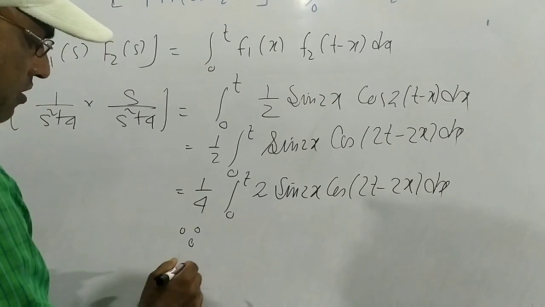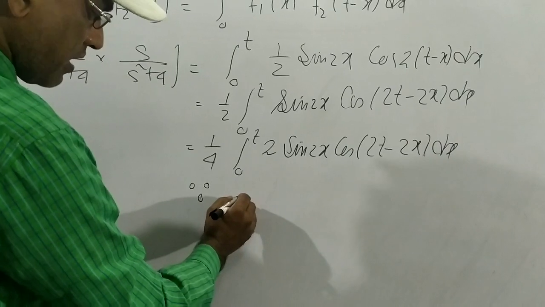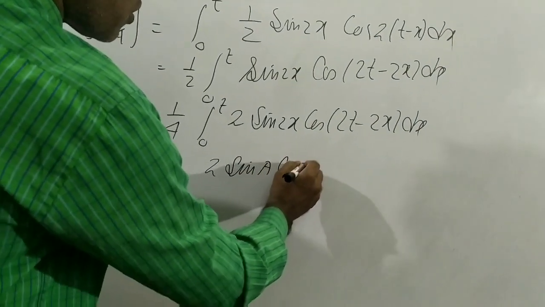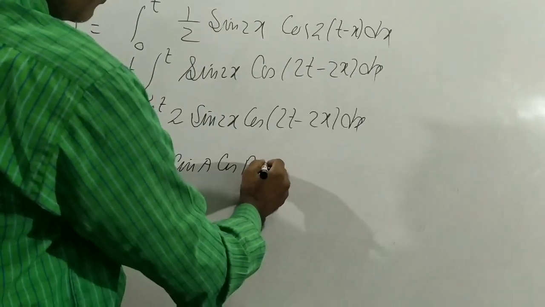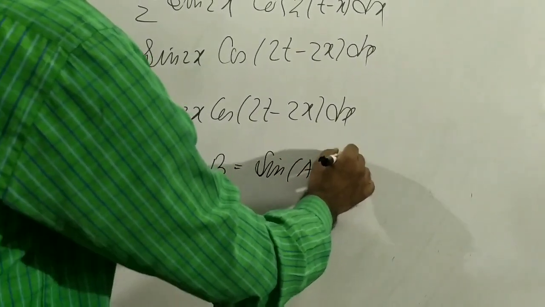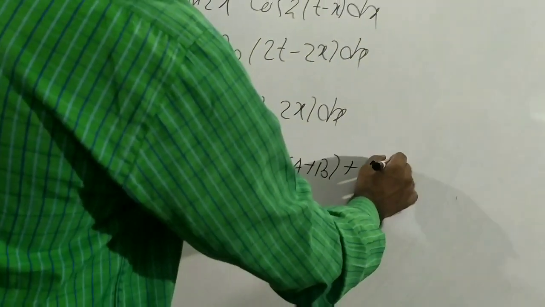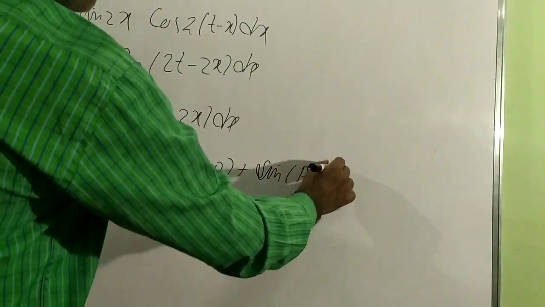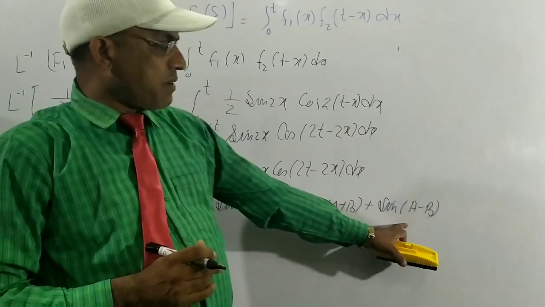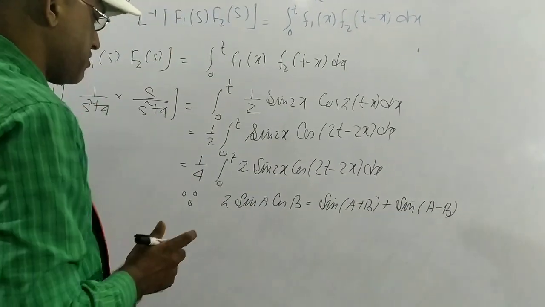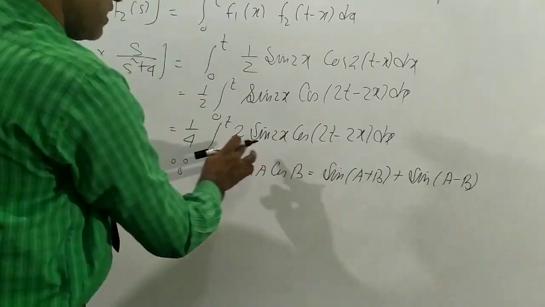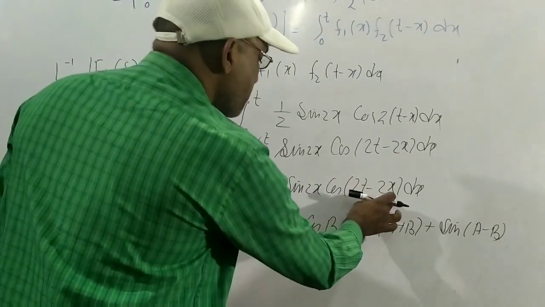What do we know? From lower class we know this formula: 2 sine A cos B equals sine (A plus B) plus sine (A minus B). We know this formula. So we assume this is A, and this whole one is B, in 2 sine A cos B.